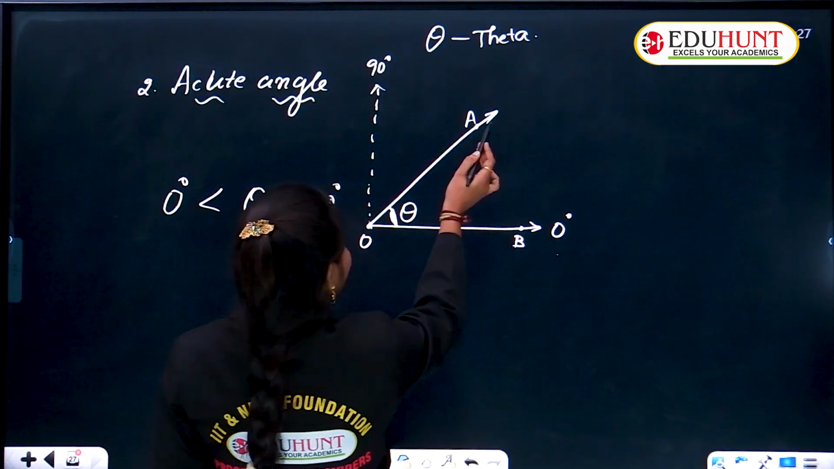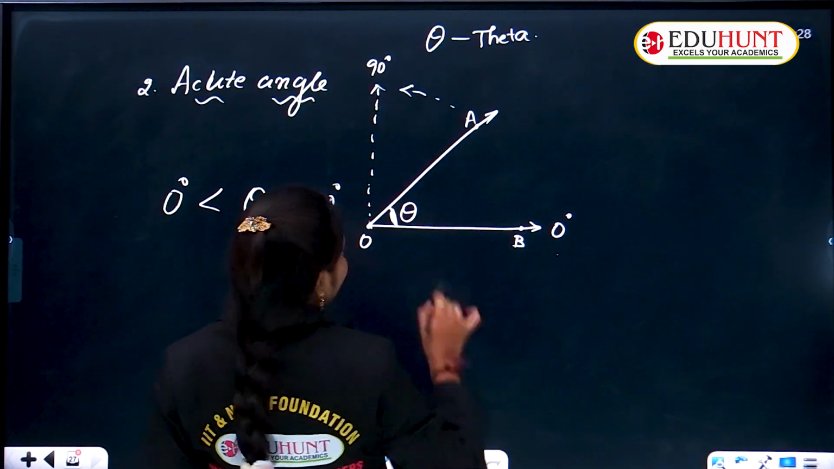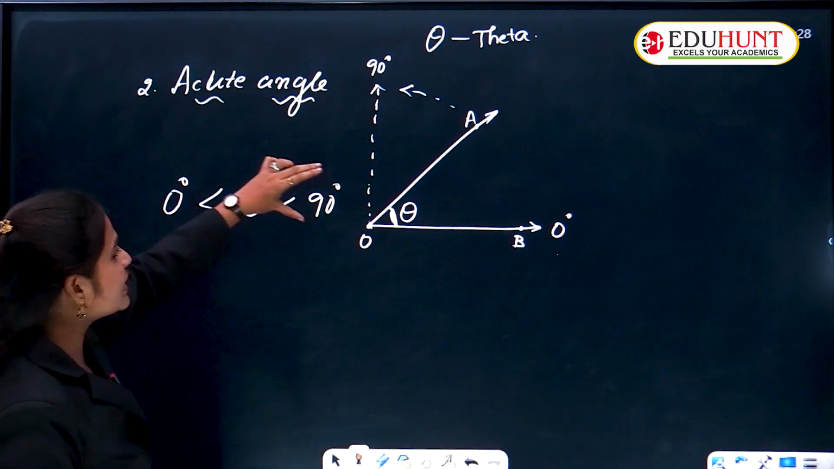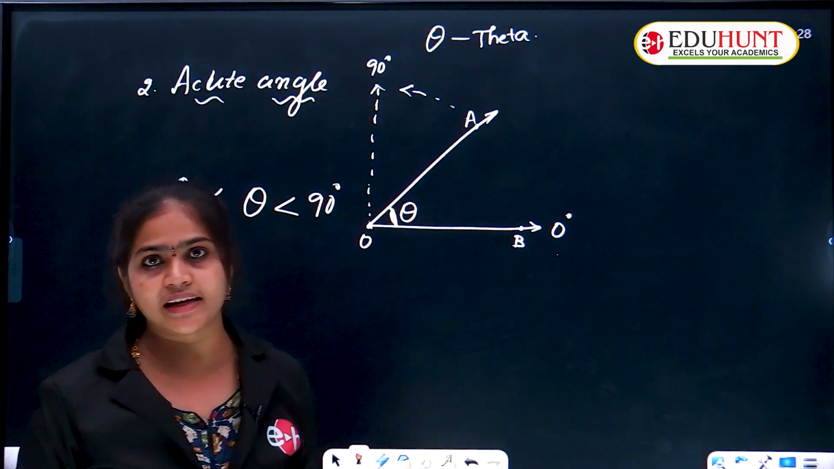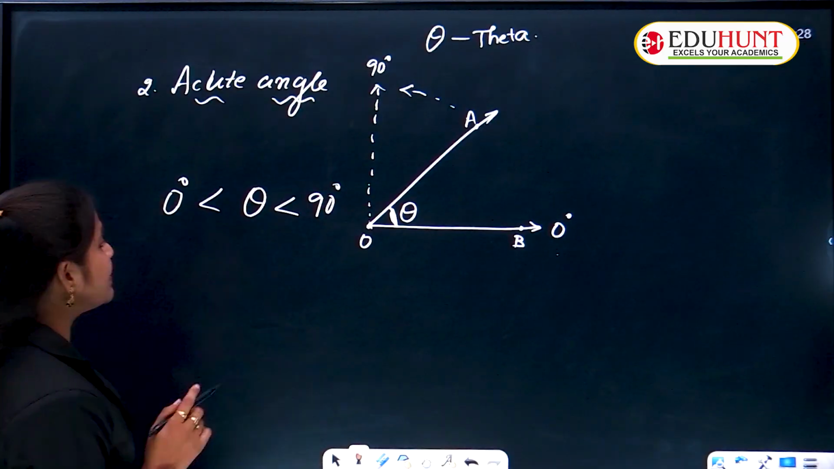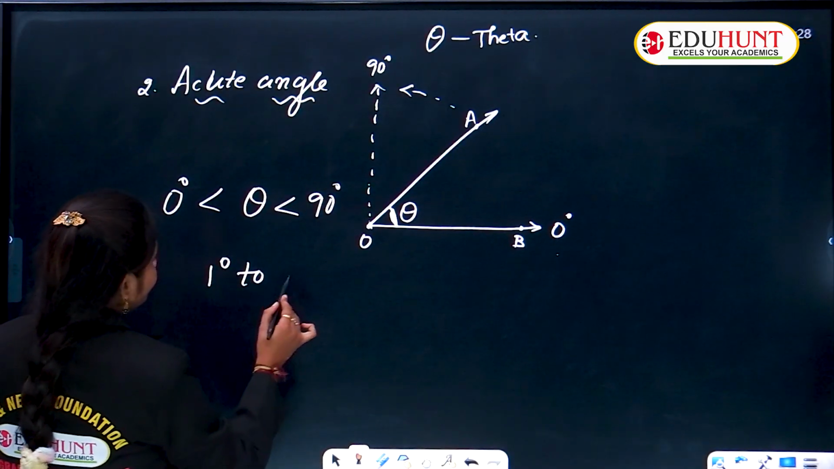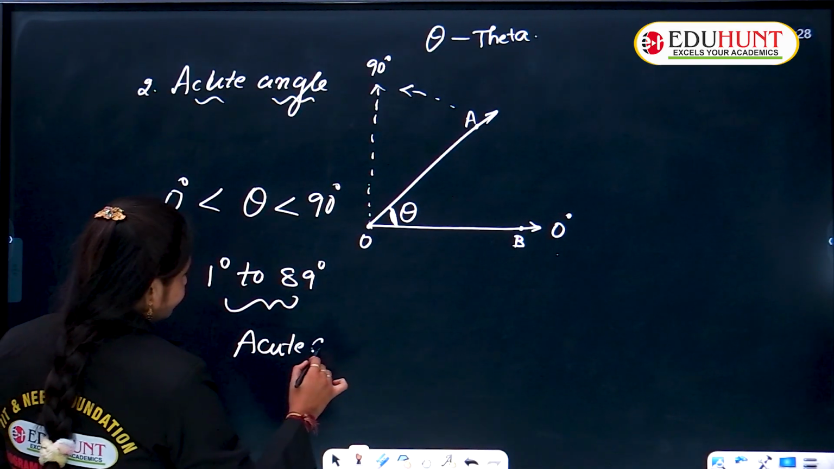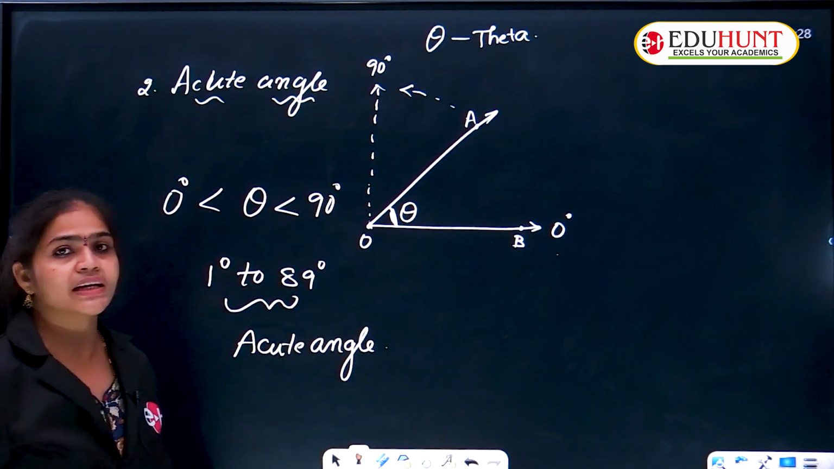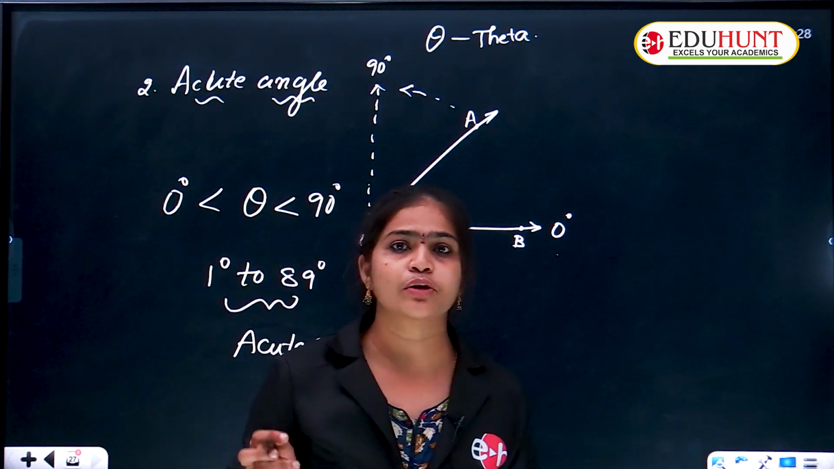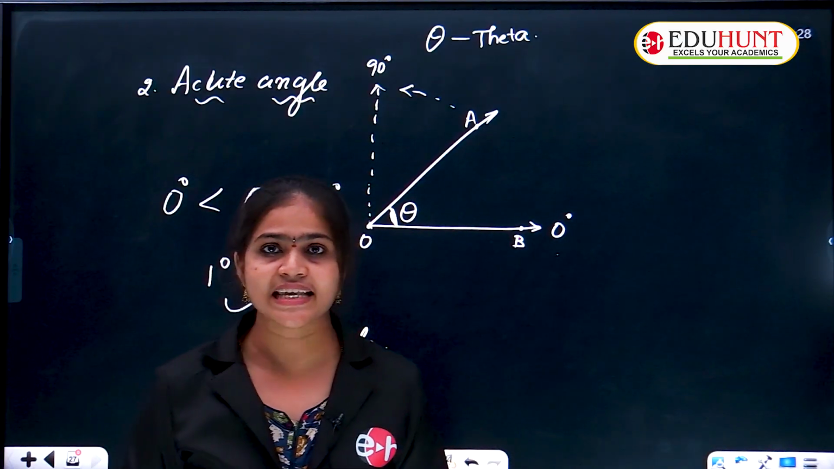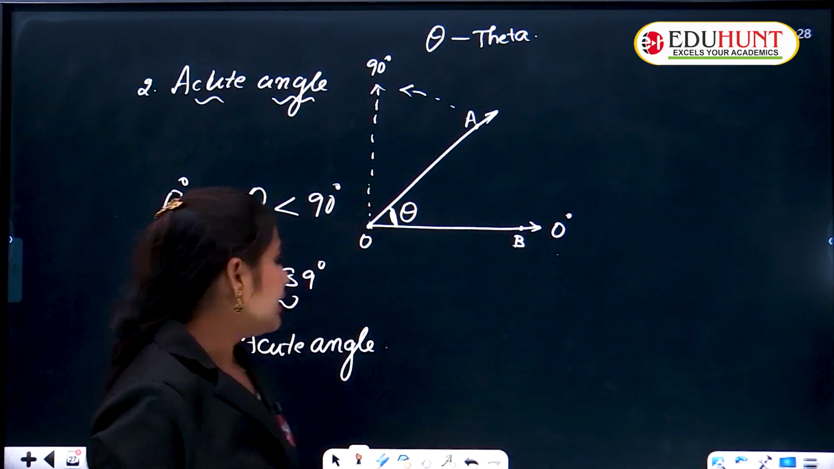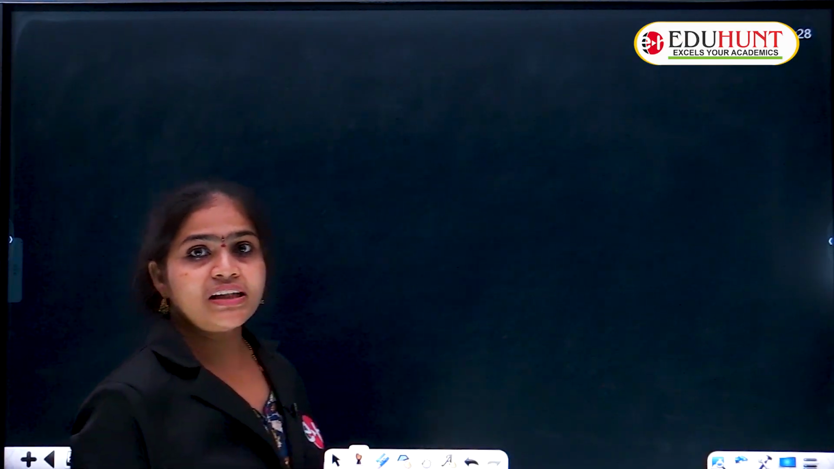Understood? If the ray moves in anti-clockwise direction, the angle will be in increasing order, no? Now the angle which lies in between 0 degrees and 90 degrees is called an acute angle. 0 degrees and 90 degrees means which angles can we consider here? 1 degree to 89 degrees. Any angle we can consider as an acute angle: 2 degrees, 3 degrees, 49 degrees, 50 degrees, 45 degrees, and in the same way 89 degrees acute angle. Okay, this is about the acute angle. Next we have the right angle.